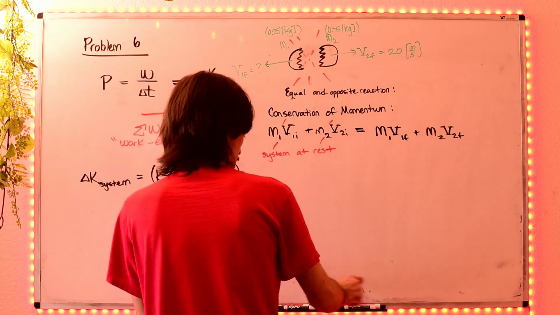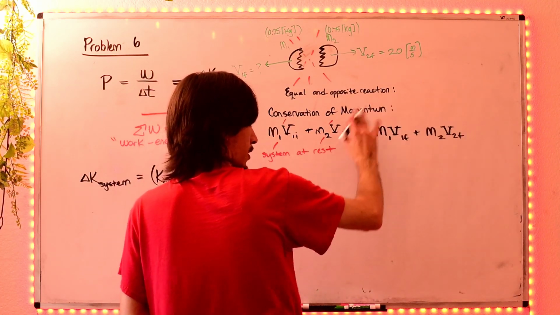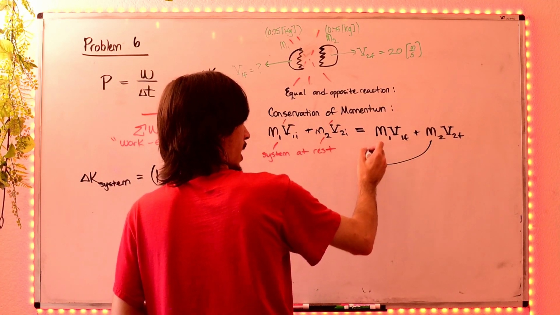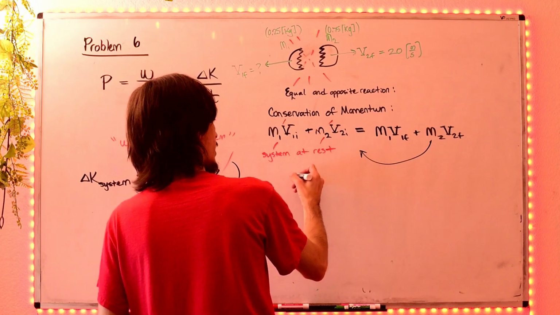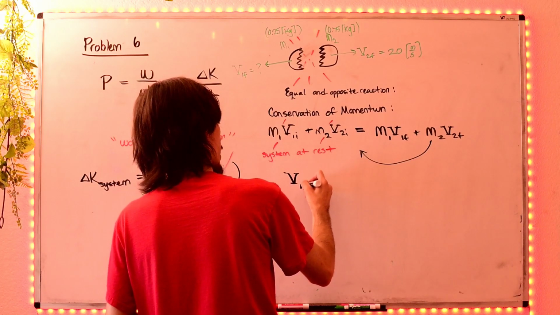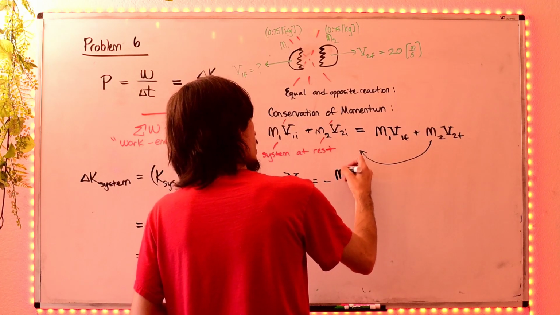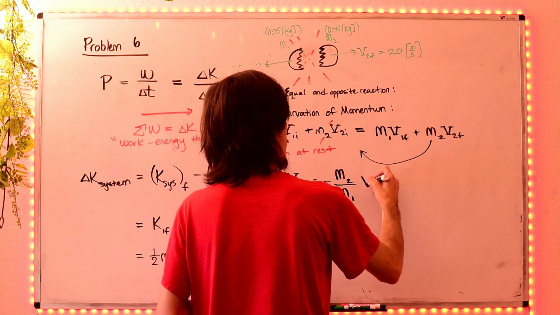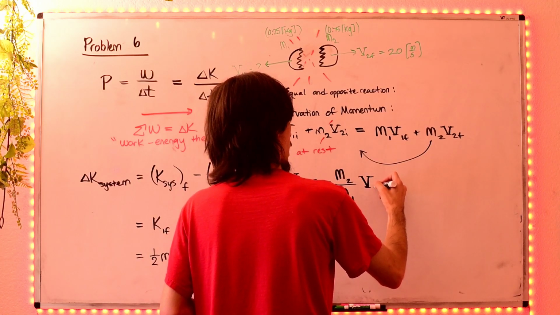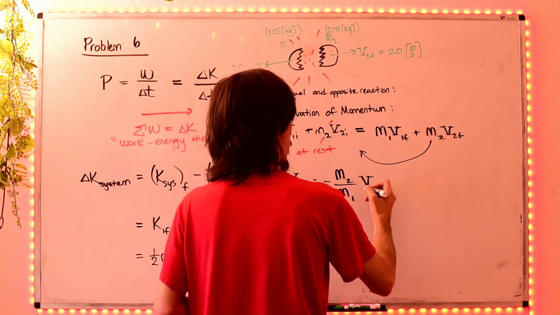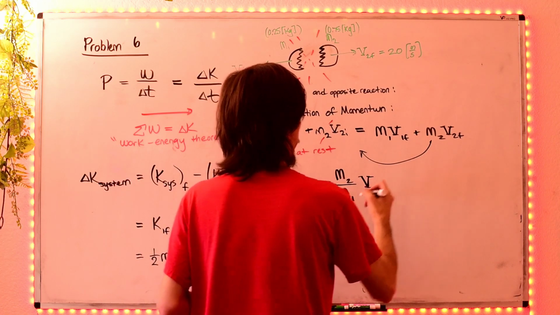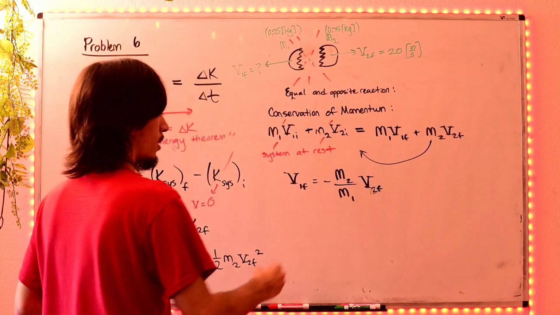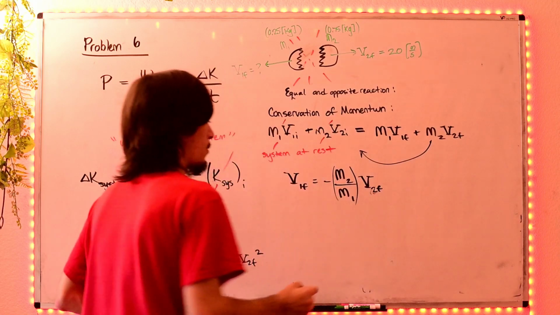So V1 final, when you move this term over and divide off by the mass, you'll get that V1 final equals negative m2 over m1 times V2 final. So just move that around.